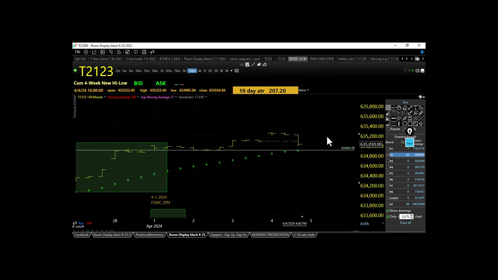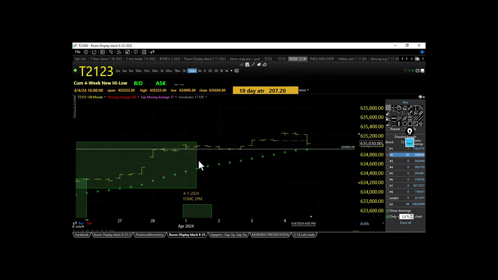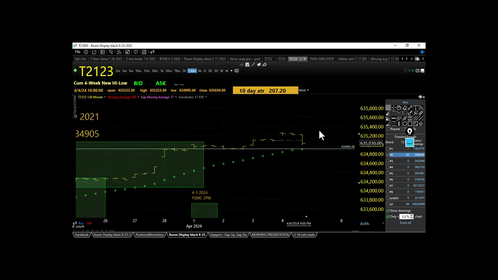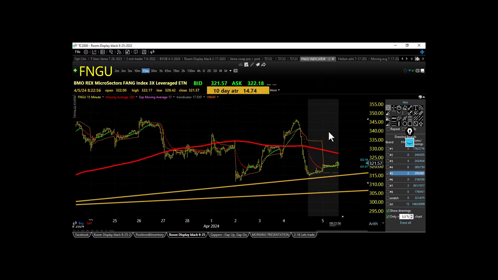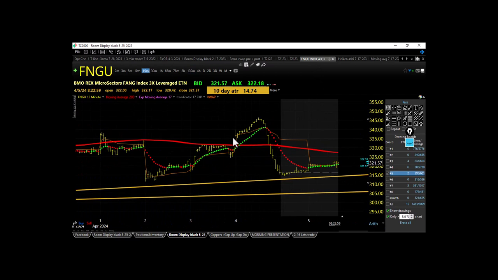T2123, 3-bar chart. You can still see green, with a little bit of space between the green and the price action. All right, so there's T2123. FNGU has kind of the same look. Nice rally into noon, and then in the afternoon they gave up the mustard. They lost it all, and they fell apart.